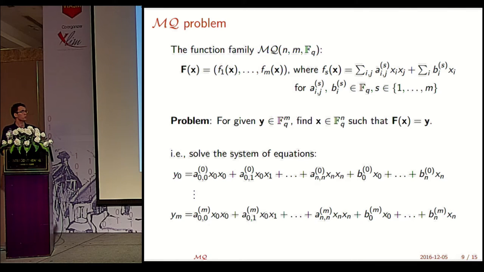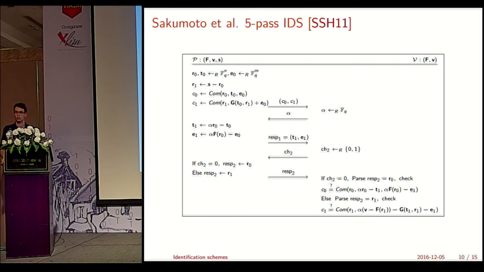That's in a nutshell the hard problem that's behind this. And then we're looking at an identification scheme that uses this. Now, I'm not expecting you to read this protocol in detail, but just to get a general idea of what this IDS would look like. Well, it looks like this five-pass setting that we're looking for.